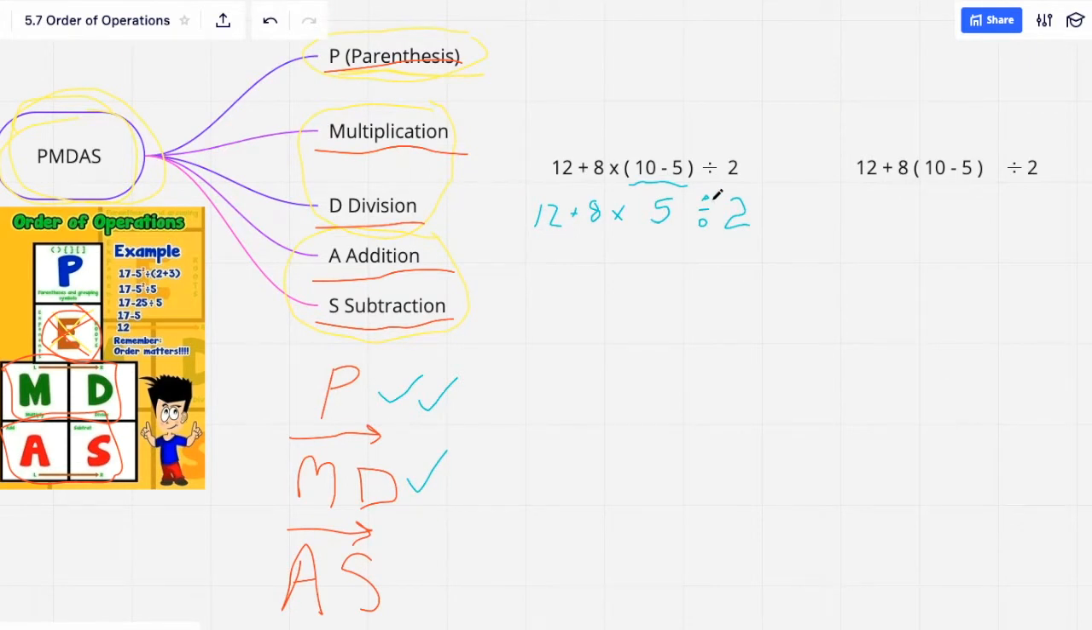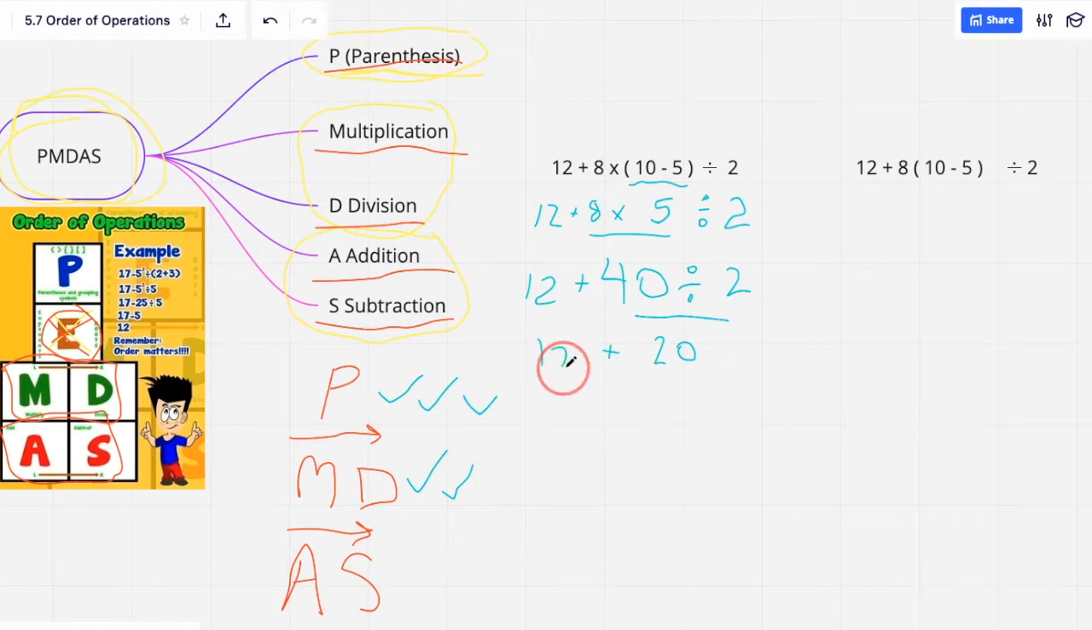I have multiplication and division. Which do I do first? I read left to right. 8 times 5 is 40. Now I have a nice smaller problem. I start again. Do I have any parentheses? Nope. Multiplication or division? I sure do. Only one this time. 40 divided by 2 is 20.